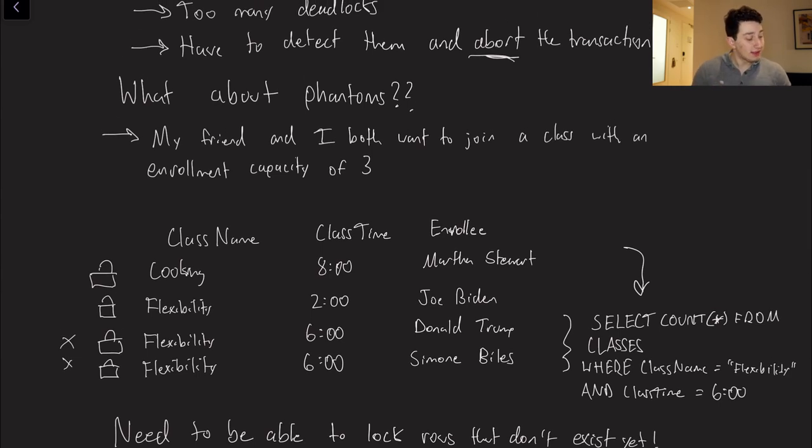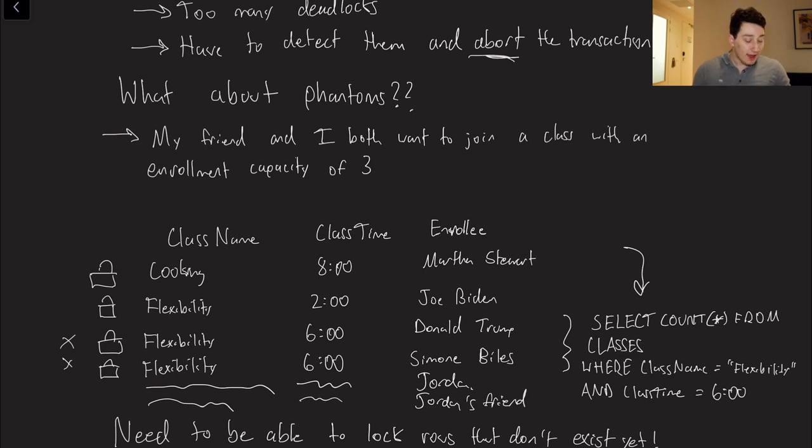Let's imagine the table name is classes, where the class name is flexibility, and the class time is 6 o'clock. I personally would like to get more flexible for reasons I don't want to talk about. And so basically the issue now is that we're both going to write rows to this table, with myself, and then him over here with my friend, Jordan's friend. And so now there are 4 people in the class.